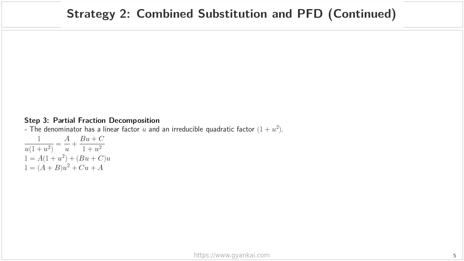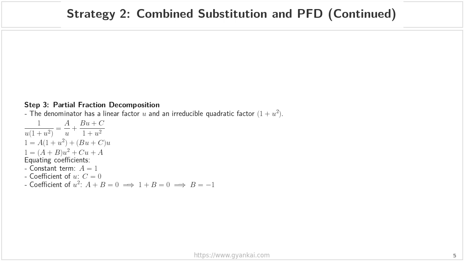Let's expand that right side. 1 equals A plus Au squared plus Bu squared plus Cu. Now, let's group like terms. 1 equals A plus B, u squared, plus Cu plus A. This is where equating coefficients comes in. We compare the constant terms on both sides.